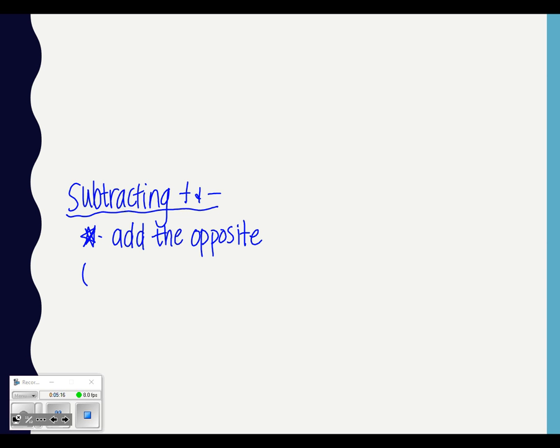And then I'm going to put down here C, adding positives and negatives. So let me show you what I mean by that. If I'm subtracting, I'm going to go 7 minus 3. The first thing I do when I see subtraction is I change it to an addition problem and change the sign of the number after the subtraction.